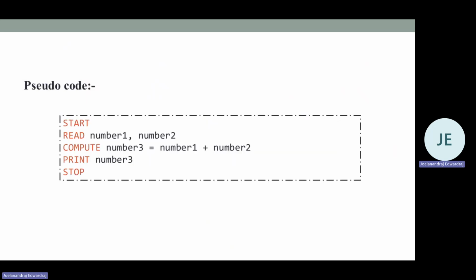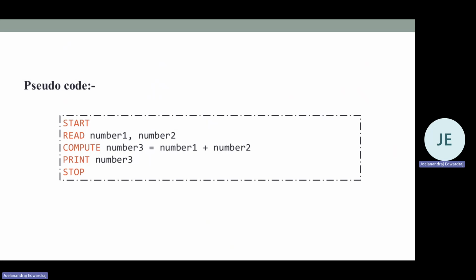The last one is pseudocode. Using some terms and some notation we will indicate. Start. Read means we are trying to get input. Read number 1 and number 2, we are getting 2 numbers as input. Compute, this is a calculation. Number 3 is equal to number 1 plus number 2. Print, display, so print number 3. Stop. It's very precise.